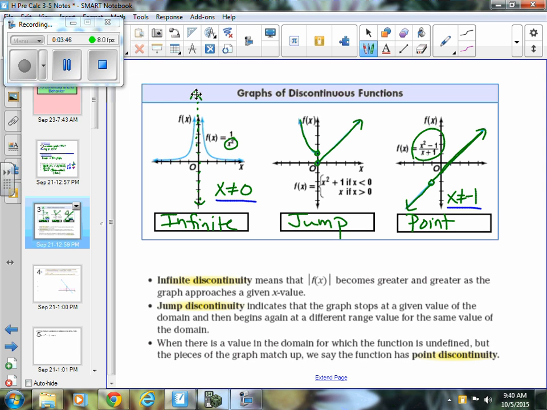It goes back to the equation. Take a look at that equation, x squared minus 1 over x plus 1. You can actually factor the numerator. So x plus 1, x minus 1.